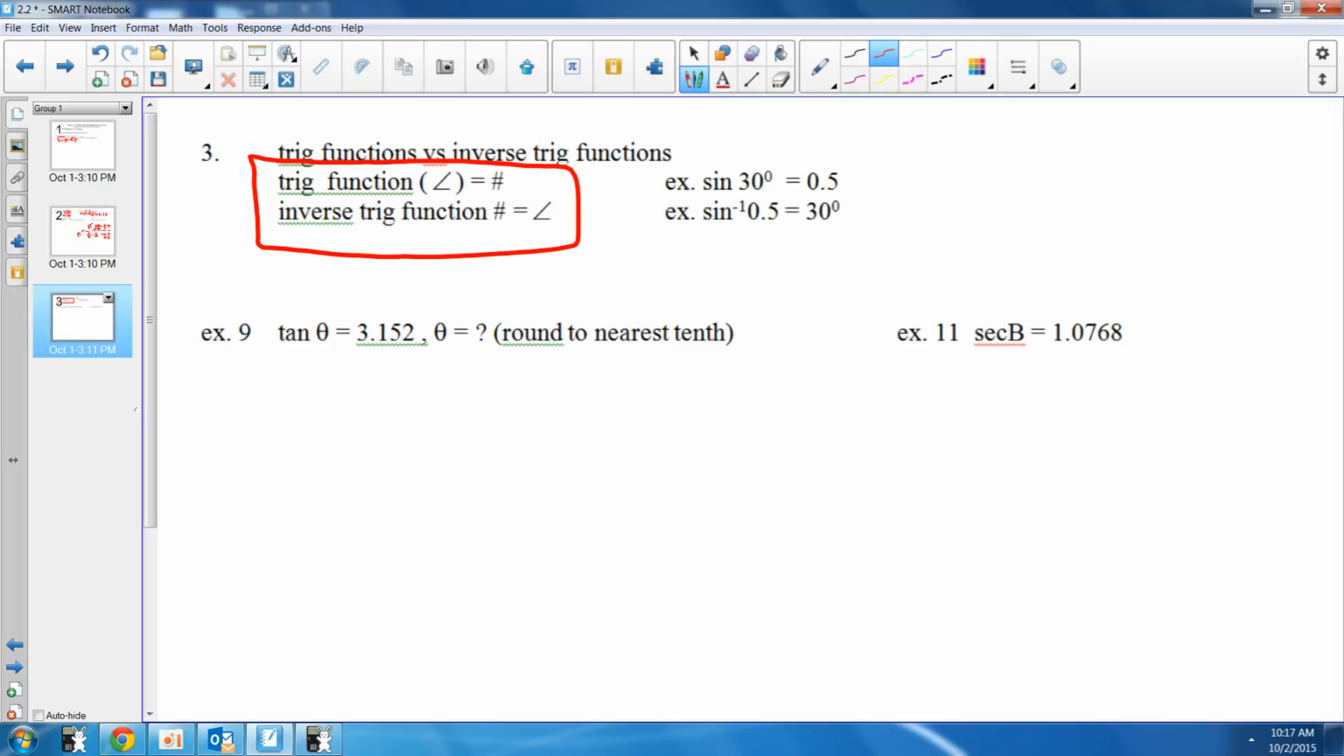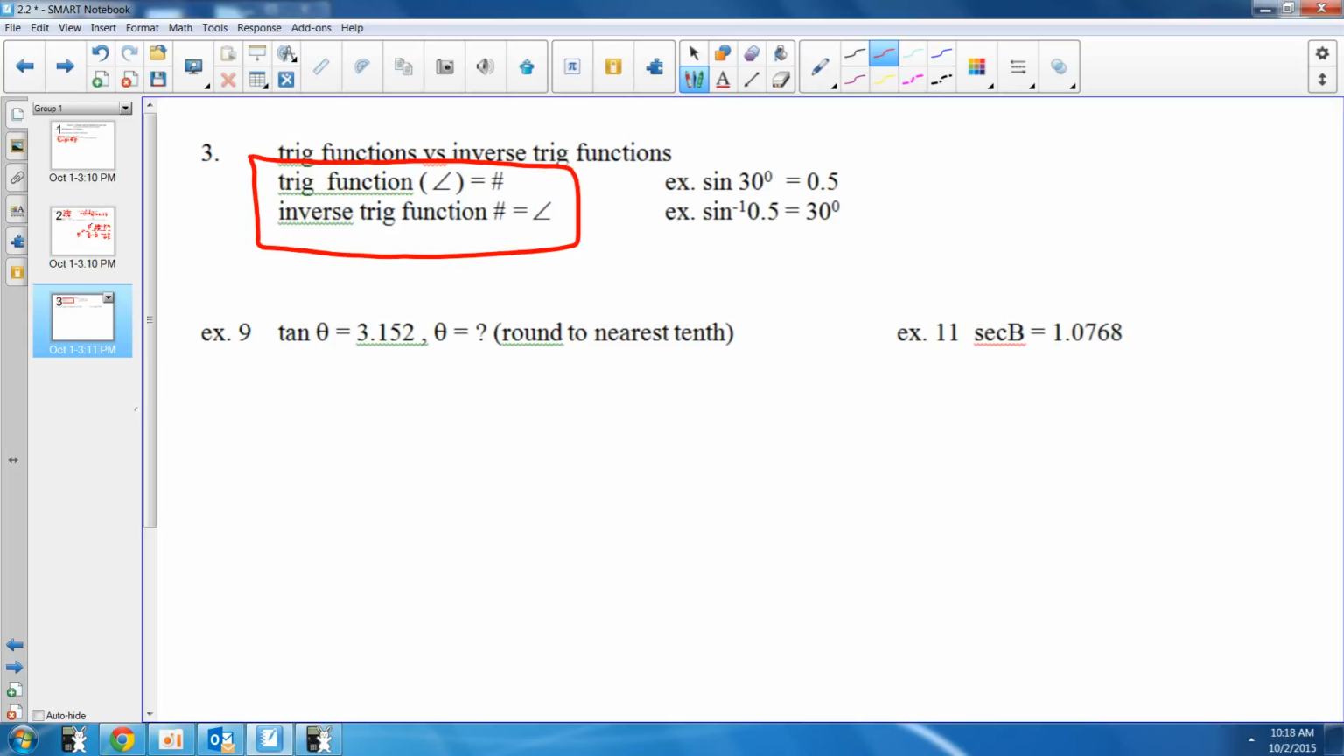And then if you use the inverse trig function, it's saying the inverse trig function of the number is equal to the angle. Notice how you're switching the angle's place and the number's place around, and you're adding an inverse to the trig function below it.